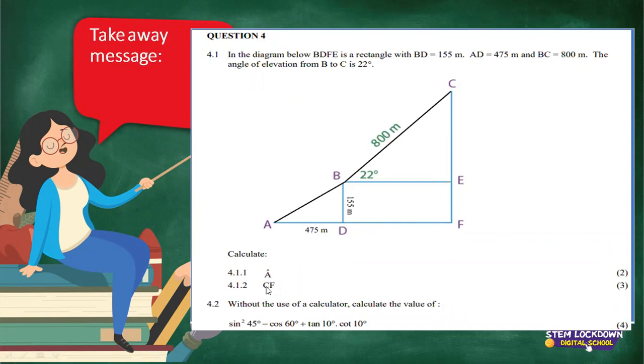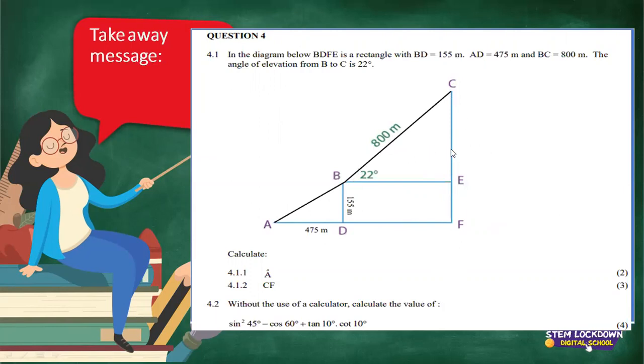So find CF. How do you find this length CF? You can get it because of what this angle is giving. Try to use this angle and this 800 to find length CE. And once you have length CE, because here is 155, here will also be 155.